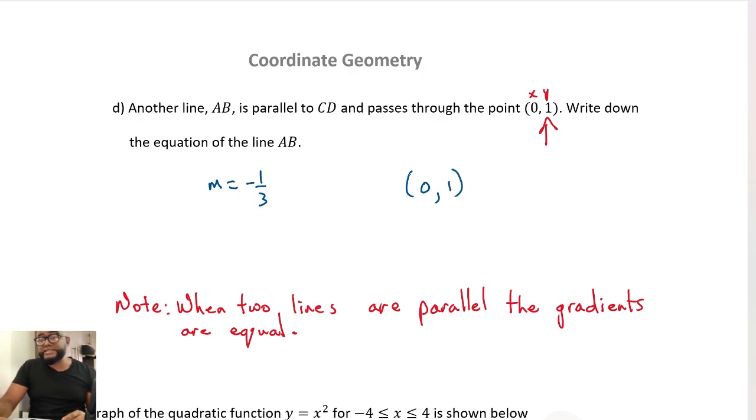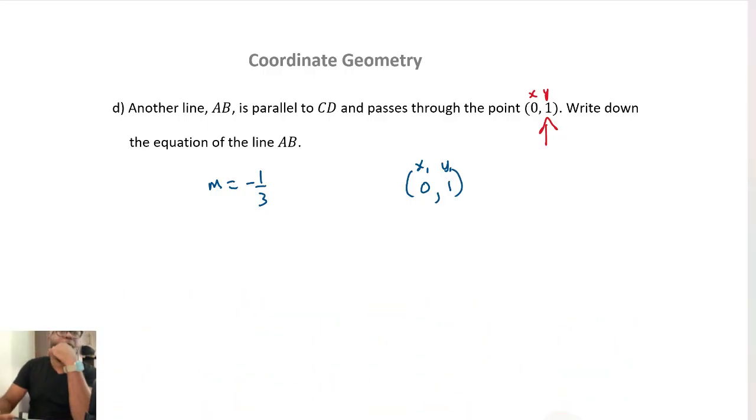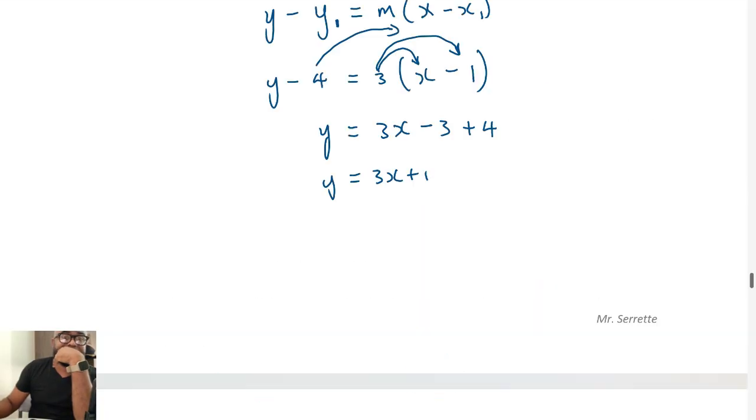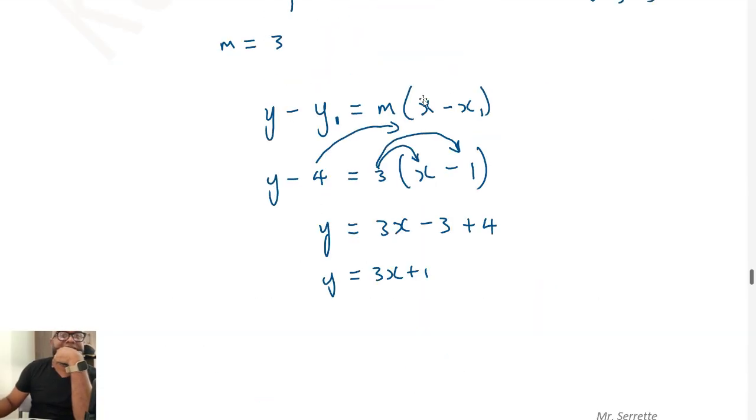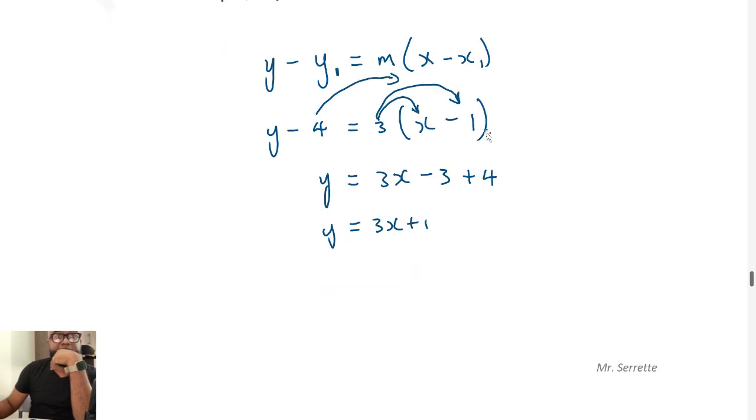So I'm going to put a letter X1 here, and a letter Y1. Shania, what's the formula to find the equation of a line? Look right here. Y minus Y1 is equal to M open brackets X minus X1. Everybody good there?